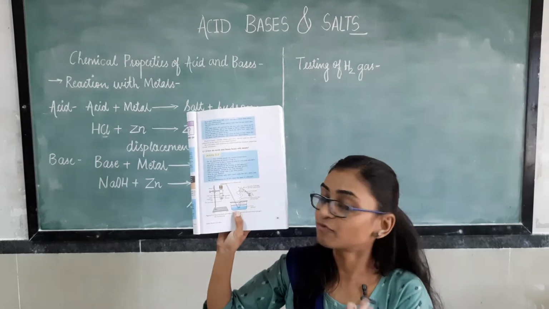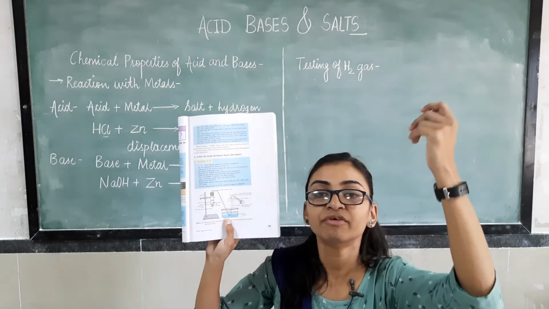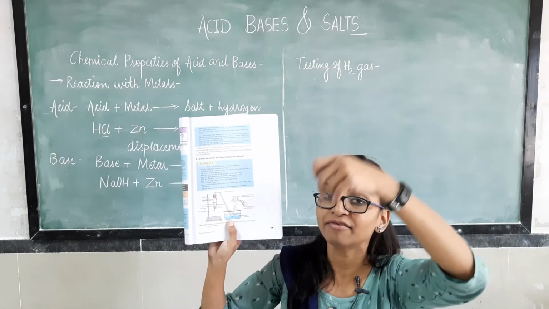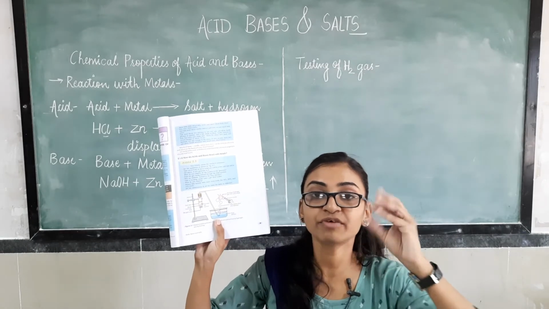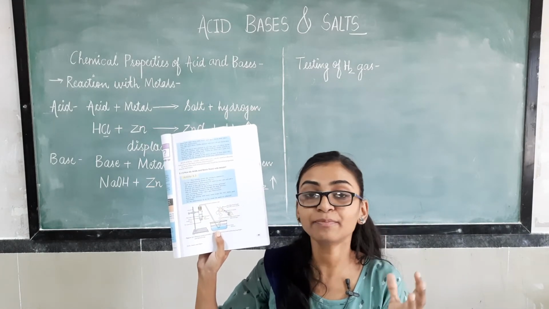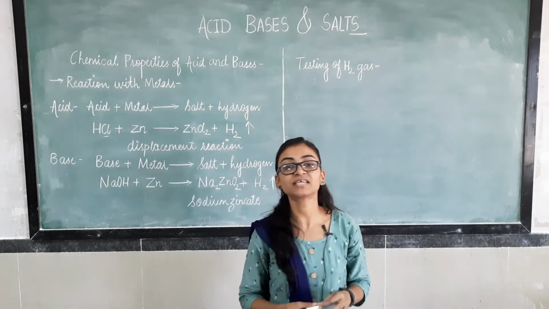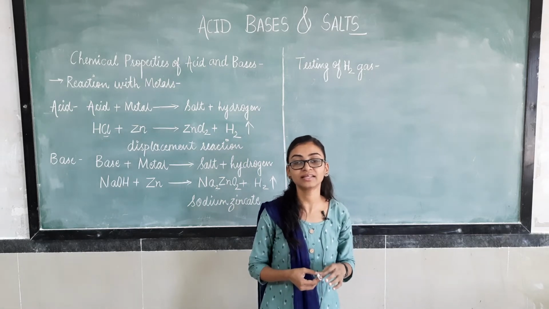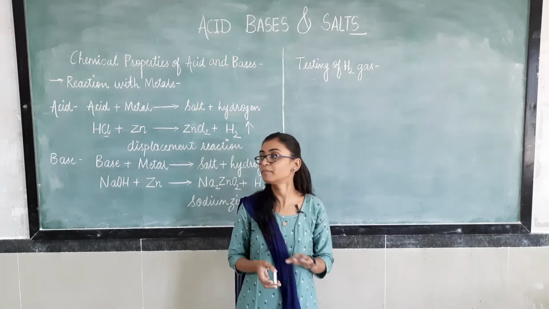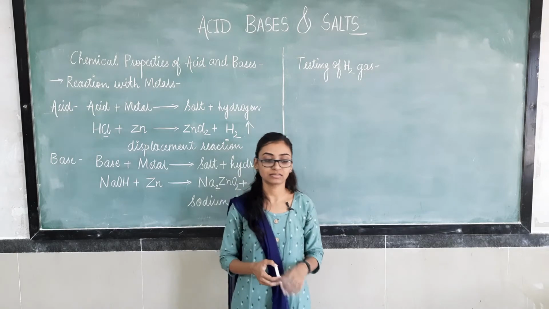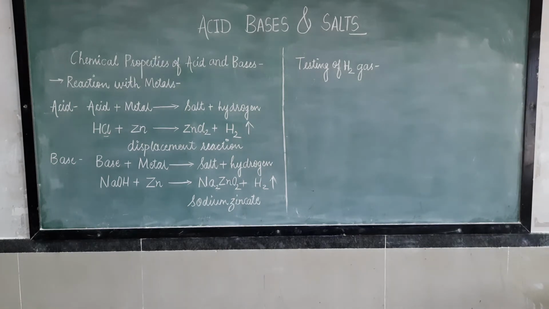Bubbles will form. When these bubbles come to the upper side, we take a burning candle and bring it near the gas bubble. A pop sound will arise, and that pop sound indicates the presence of hydrogen. In this way we can show that hydrogen is evolving when acids or bases react with metals. So this is the first property of acids and bases reacting with metals.